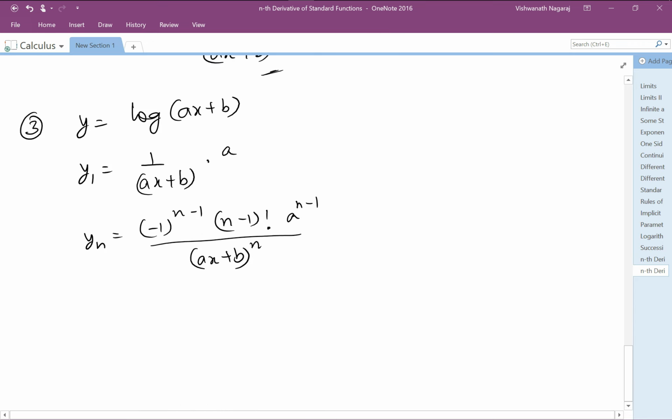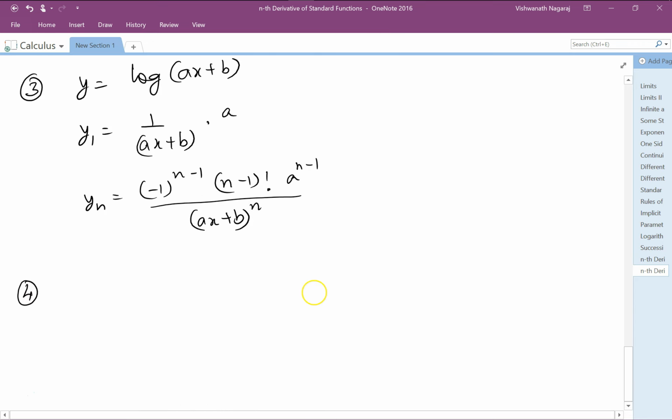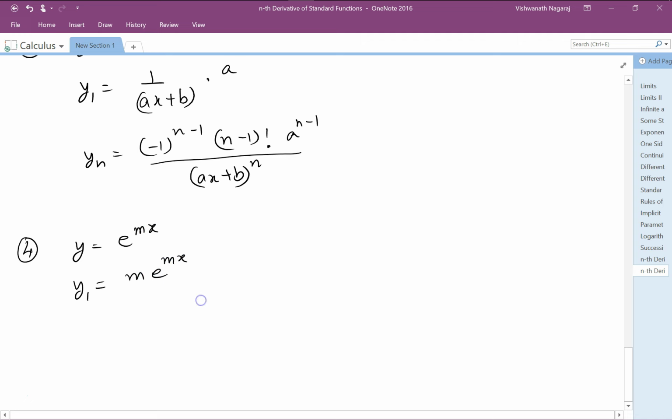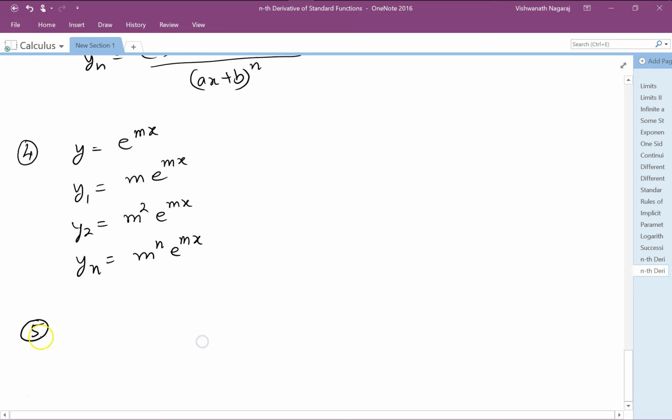Okay. Fourth function. Let's look at y is equal to e to the power of mx. Not very difficult. e to the power of mx remains as it is, but the derivative of mx, m will come down. So y1 is m e to the power of mx. y2 would be m square e to the mx. And we know that this will lead to yn is equal to m to the power of n e to the power of mx.